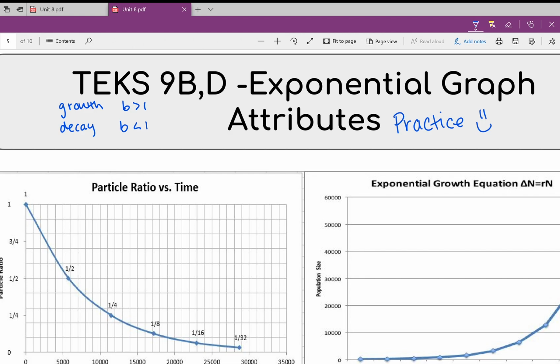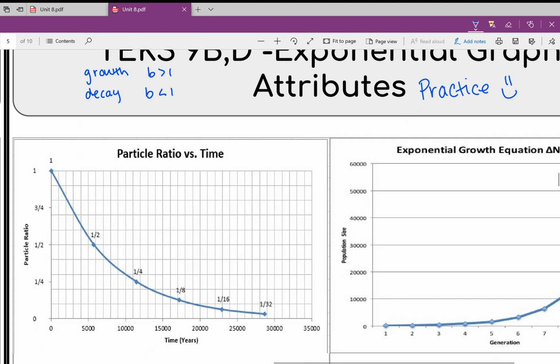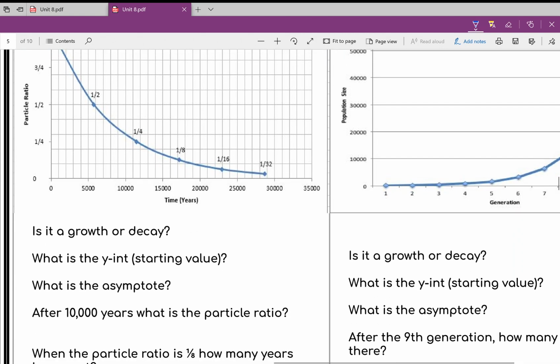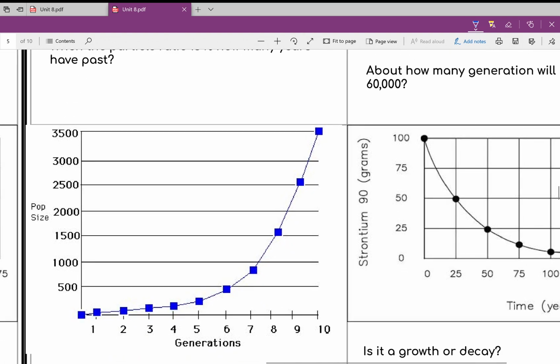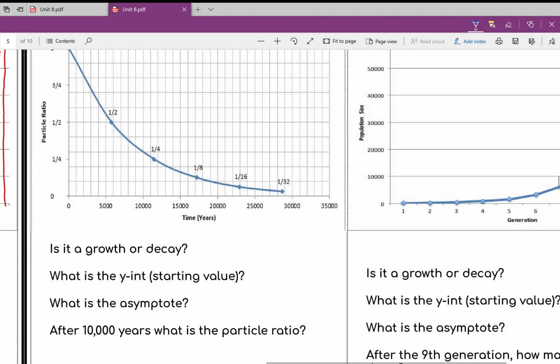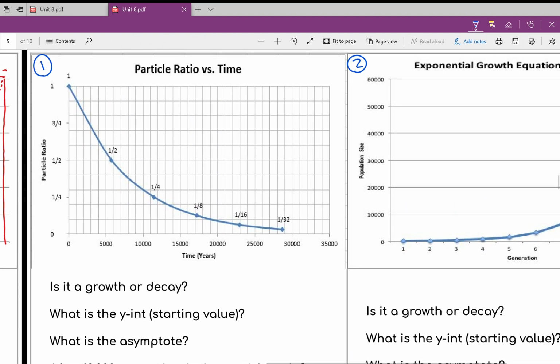Okay, so let's look at number 1. Let me label them real quick. This is number 1 right here, this is going to be number 2, and then down here number 3, since they don't have numbers, and then number 4. Number 1 is an exponential graph showing particle ratio versus time. Particle ratio is the y-axis, and time, which is in years, is the x-axis.